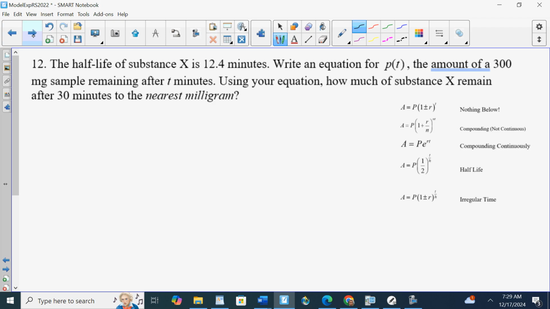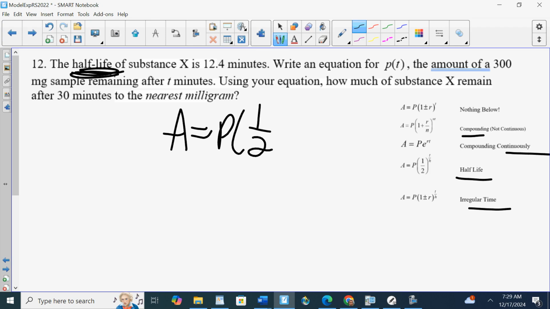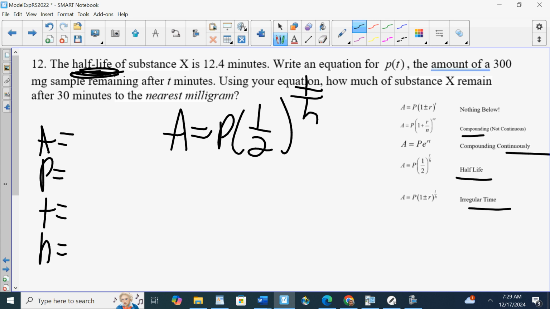All right, let's take a look at the next one. Again, I'm looking for keywords. I'm looking for compounding, continuously, half-life, irregular time. The half-life, boom, there it is. Half-life, I write down my half-life formula. Half-life raised T over H. A equals P equals T equals H equals. The half-life is 12.4. That is H. It says the half-life is 12.4.